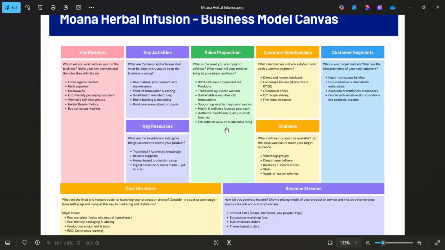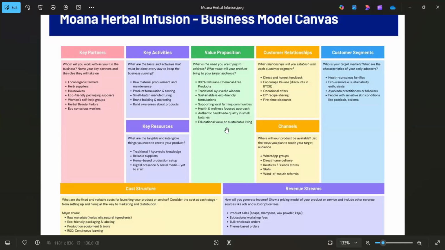Then a health and wellness focused approach. People who are looking at health and wellness, we are focusing on them. Then authentic, handmade, and in small batches. Like I said, we are doing it on a very small scale, with minimal machinery, handmade only. And educational value on sustainable living. Sometimes she even conducts workshops where we speak about sustainable living and homemade products. So that is what I've written under value proposition.